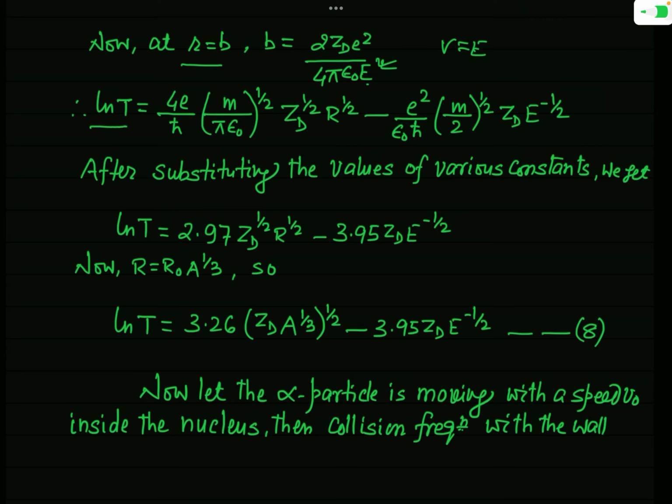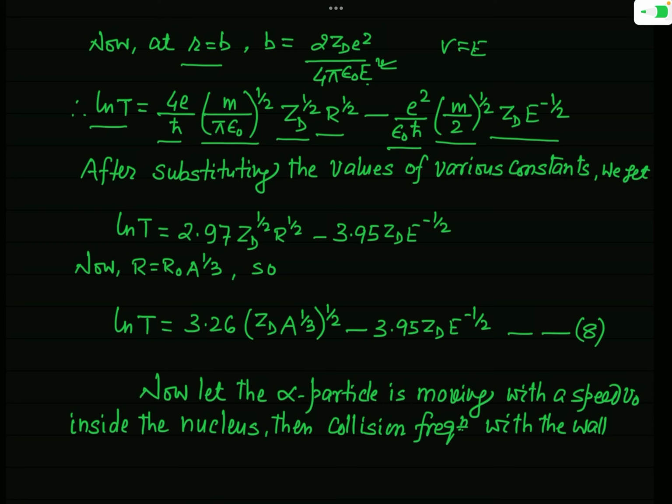ln t will be equal to 4e over h bar times (m over pi epsilon naught) to the power half, Zd to the power half, R to the power half, minus e square over epsilon naught h bar times (m over 2) to the power half, Zd into E to the power minus half. Actually, you can do the algebra, and after that you will get this result. I have not done all that algebra, that is just pure mathematics, and you can do it easily. So I have left it.